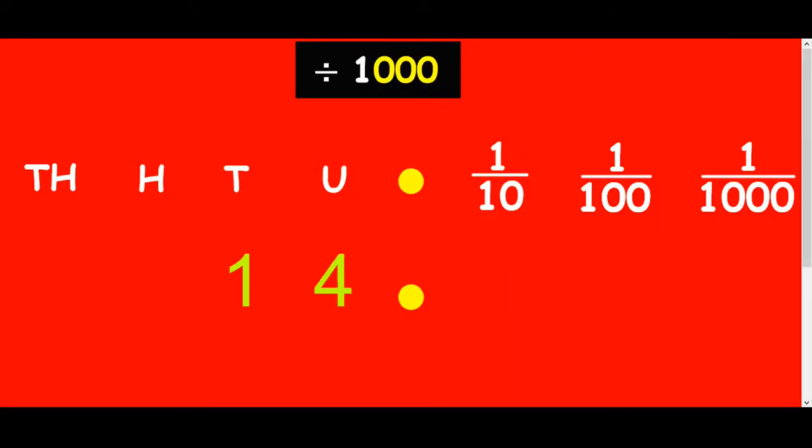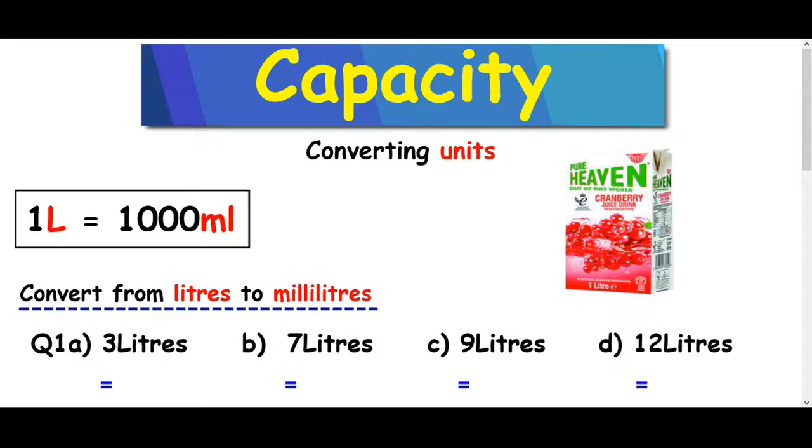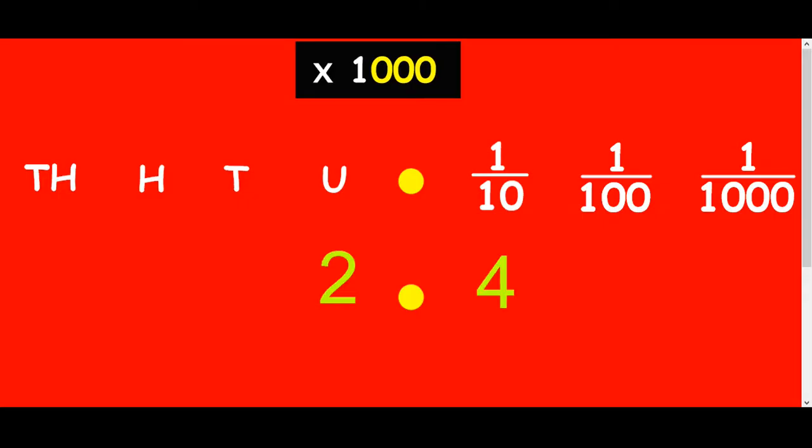Now, the first kind of exercise we're going to look at is converting units between litres and millilitres and back. In order to do that, we need to be sure we can remember to times by 1,000 and divide by 1,000 and so on. So I'm just going to show you that idea quickly.